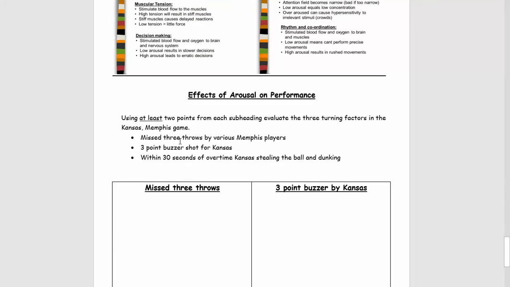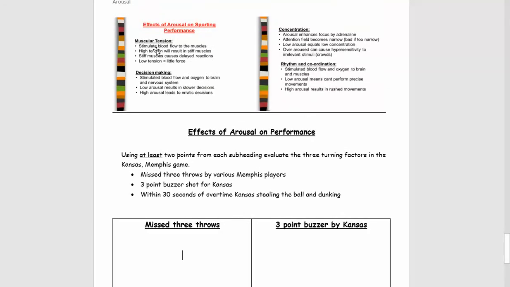Okay, so on here, using these 3 vital points, I want you to write in here and link to at least 2 points under each of these subheadings. So how did the missed free throws link with rhythm and control? So you can say that the reason why the Memphis players missed the free throws is because the arousal was too high, which affected the blood flow and the oxygen that was going to the brain and muscles. This then affected the control of that kind of set shot that they do in free throws. So because it affected the way the shooting technique, that then meant that they missed it.